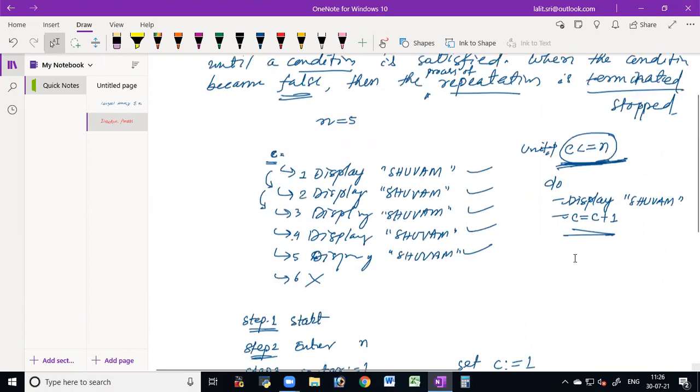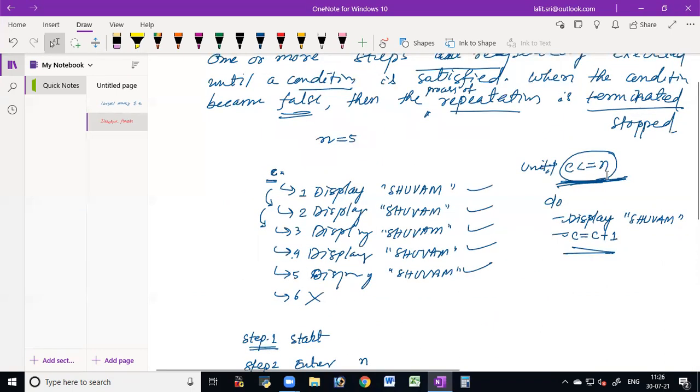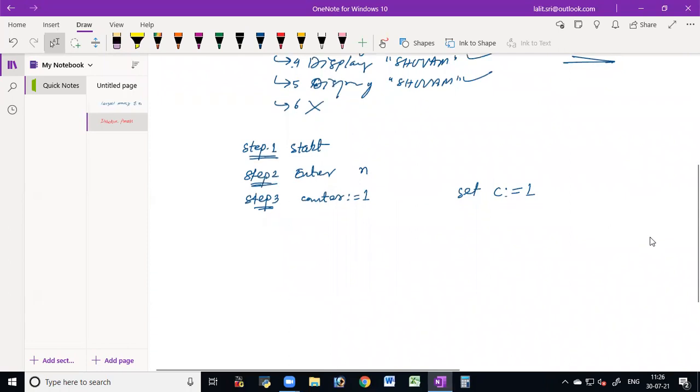Whether 0 is less than or equal to n or not. Suppose I want to display 5 times, it will display 6 times. And if you start from 0, then you write here c is less than n, then it will work. Yes, sir. Correct.